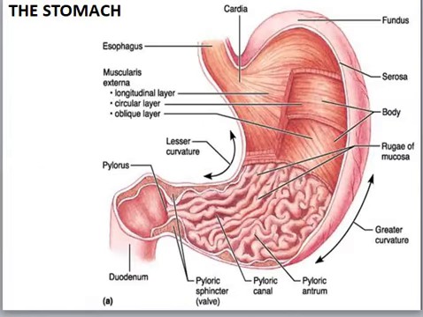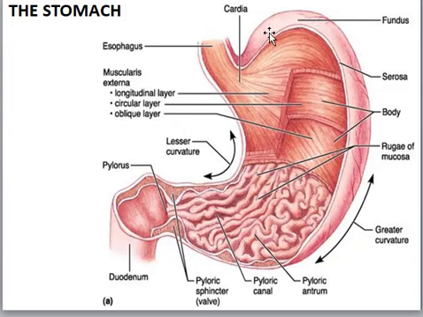Now we are discussing the stomach. The stomach is an important part of the GIT system. It is a muscular organ. It is a bag-like reservoir, important for the storage of food for further processing. It consists of different parts.